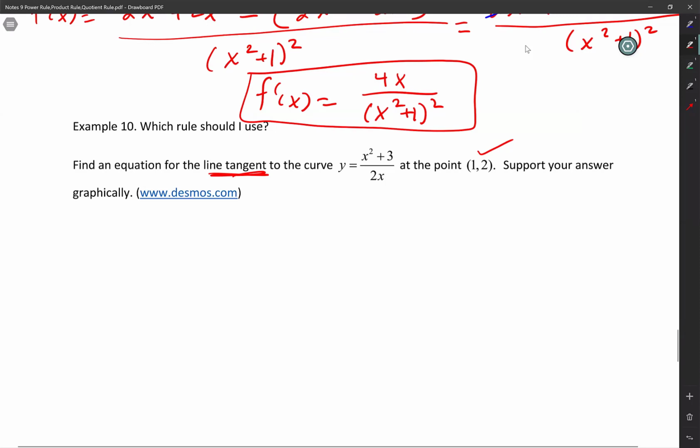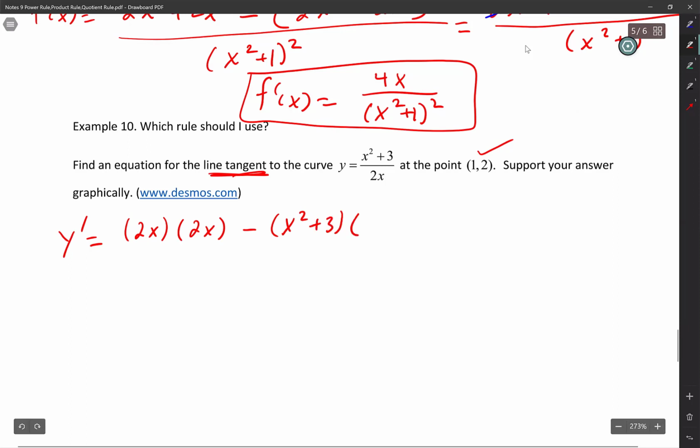So how do I take my derivative of this? What rule do I got to use? Quotient, the rule that we just learned. So here we go. y prime equals low d high, 2x times derivative of the top, d high, 2x, minus, and remember it's minus, low d high minus high d low, (x squared plus 3) times derivative of the bottom, 2, over low low, over (2x) squared. There it is. I want to know what my slope is when x is 1. That's what I'm going to plug in.